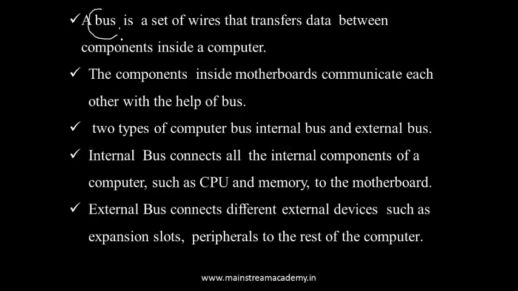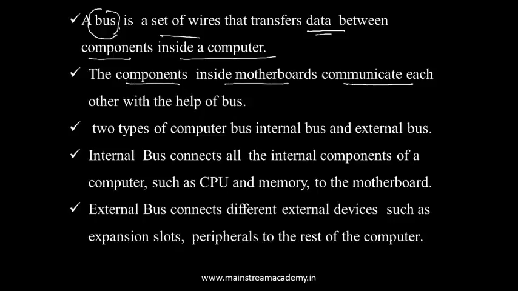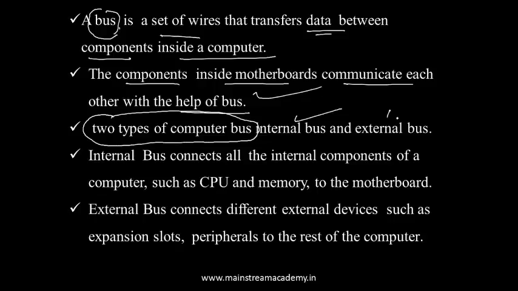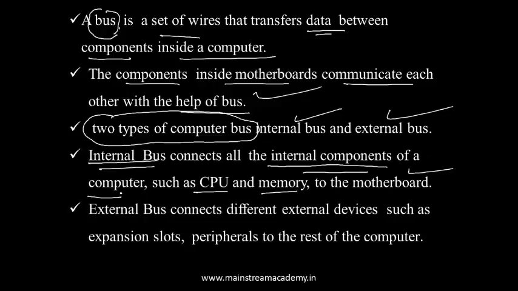A bus is a set of wires that transfers data between components inside a computer. Components inside the motherboard communicate with each other with the help of a bus. There are two types of computer bus: the internal bus and the external bus. What is the internal bus? It connects all the internal components of a computer, such as the CPU and memory, to the motherboard. And what do you mean by external bus? It connects different external devices, such as expansion slots and peripherals, to the rest of the computer.